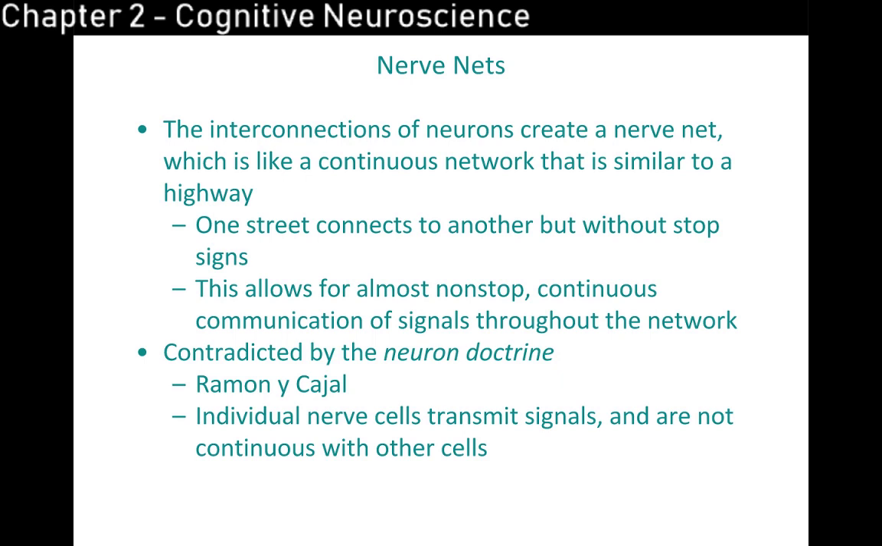Now, while it's important to consider the activity of individual neurons, and we'll talk a little bit more about that as this lecture goes on, it's also important to acknowledge that it doesn't necessarily undermine the idea of a nerve net, but it does refocus our attention on the function of individual neurons.